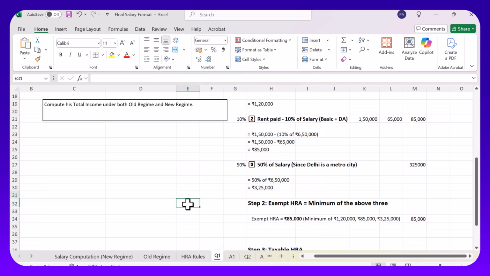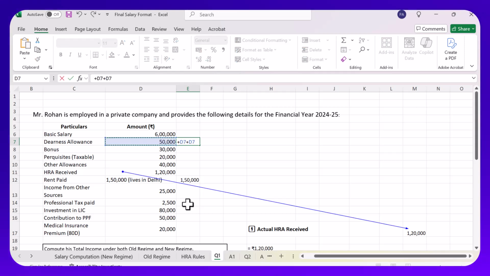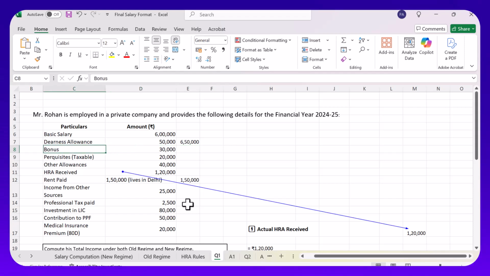The question is here. So this is the basic salary and HRA. If you add them, that will become your 6,50,000. Okay. Fine. So you don't have to include bonus. Only basic salary, DA allowance, or a commission.